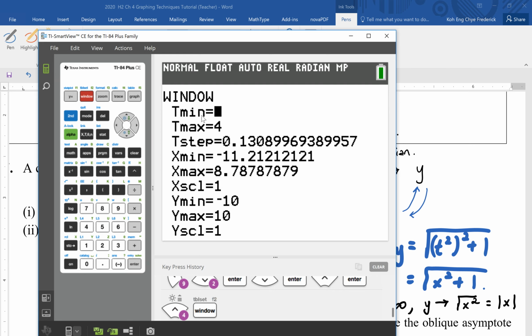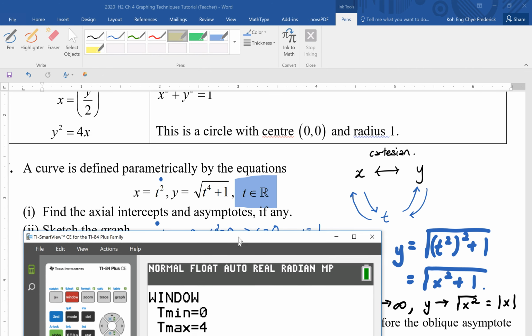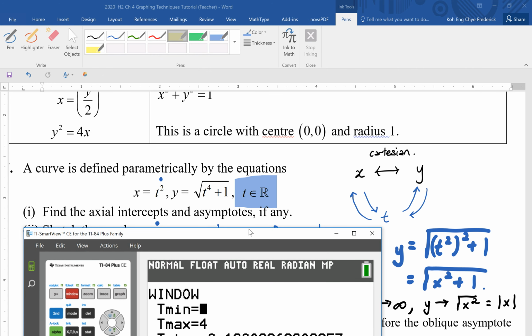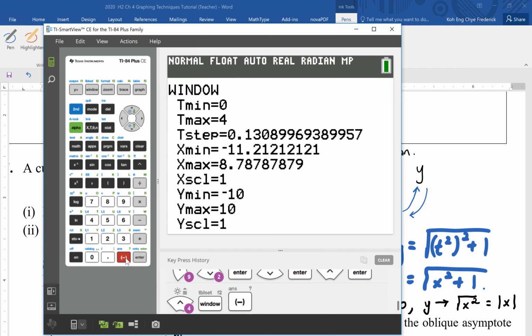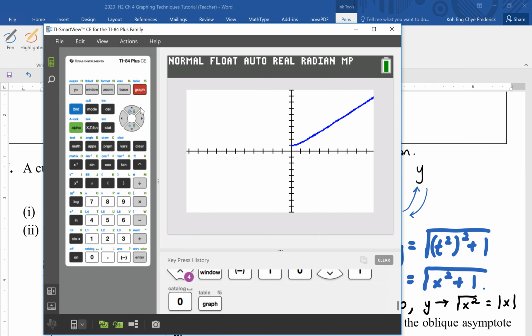See the window? The range of values of the parameter is now 0. I don't know what's on yours, but we are supposed to include all real numbers. So perhaps I just choose a random number, between negative 10 to 10, just to make sure that I have the positive as well as the negative values of the parameter. Sketch the graph, and you can see it's a curved shape going this way. Of course, we have already found the oblique asymptote.